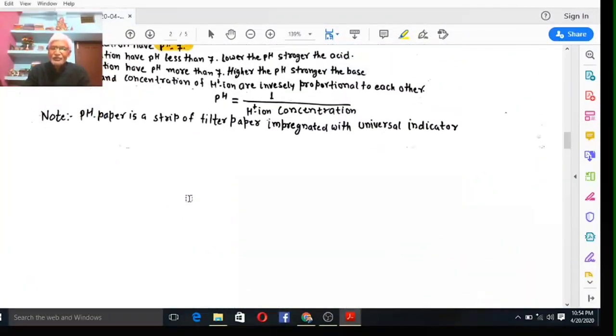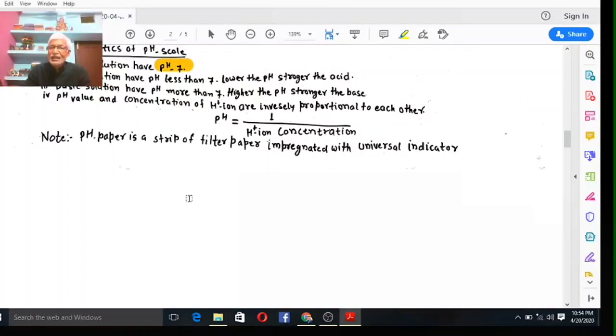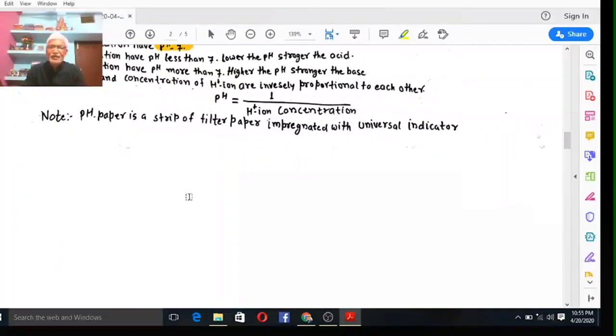In order to this, we generally use pH paper in place of universal indicator. Actually, pH paper is a strip of filter paper impregnated with universal indicator. A filter paper is soaked in a universal indicator, dried and cut into fine strips. These are used as pH paper. With the help of this pH paper, we can find the strength of acids or bases.